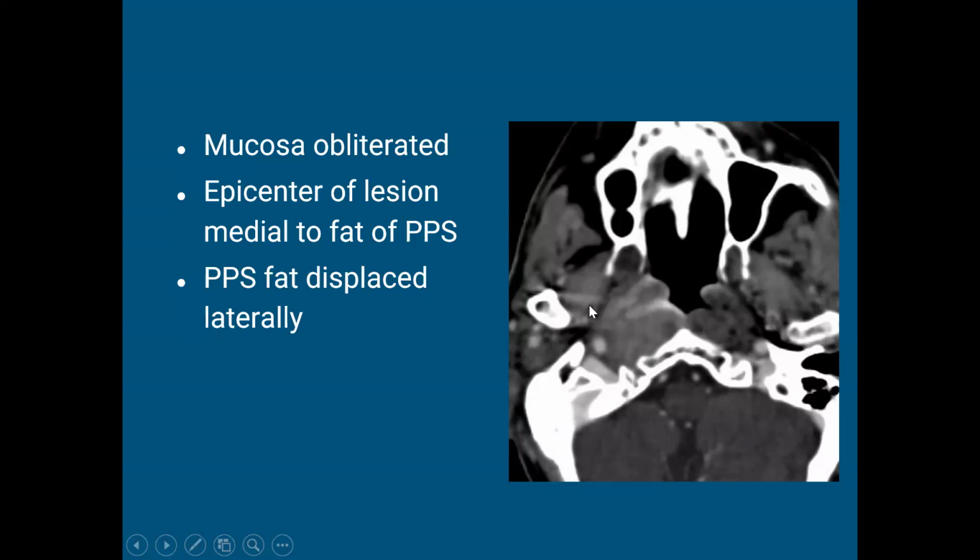And this lesion is seen displacing this parapharyngeal fat laterally. This is the normal parapharyngeal fat space on the left side. So we can see the epicenter of the lesion in the nasopharynx. This is the eustachian tube opening. This is the torus tubarius. This is the fossa of Rosenmüller. So this is a typical case of nasopharyngeal CA, and this is one of the pathologies arising from the pharyngeal mucosal space.